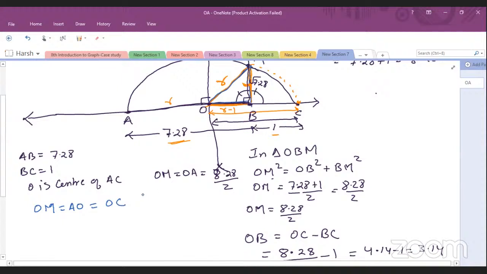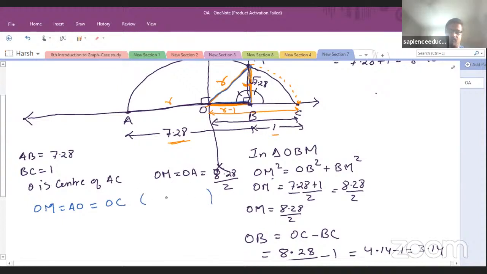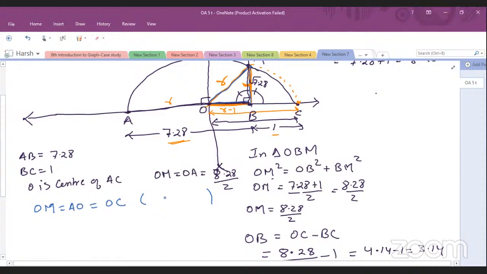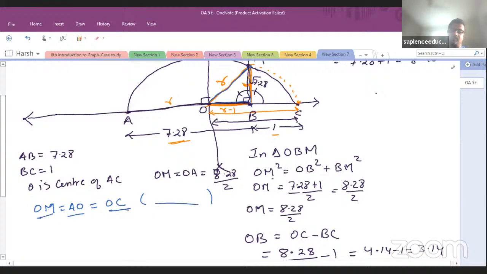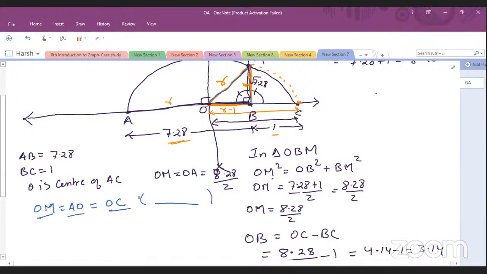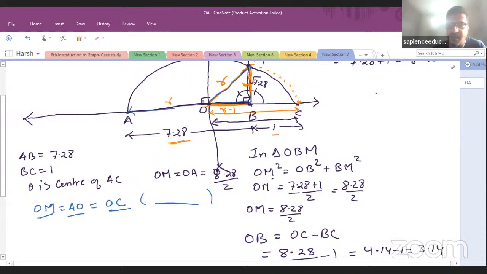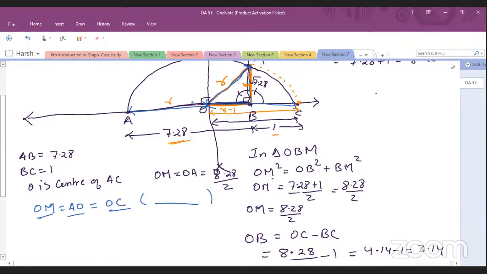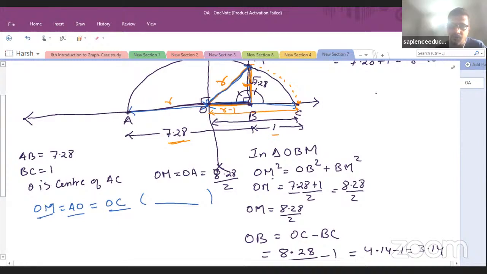Yes, sir. Why? Why are all three equal? Reason? Tell me why all three are equal. My question is why these three are equal? Give me the reason. That means you didn't get it. These all three are radius or not? Yes, you have to find the radius to prove. Kavya, I'm asking AO, OM and OC, are all three radius or not? Yes, sir.